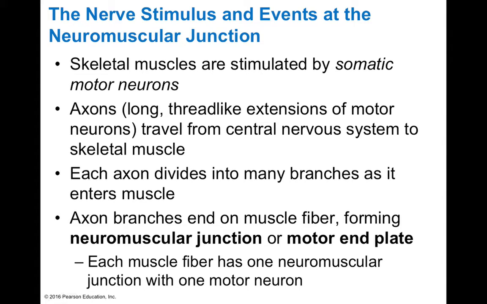muscle cells or fibers. The axon branches end on a muscle fiber, and they form something called the neuromuscular junction or motor end plate. Each muscle fiber has at least one neuromuscular junction with one motor neuron. That way it's able to be stimulated by your nervous system.